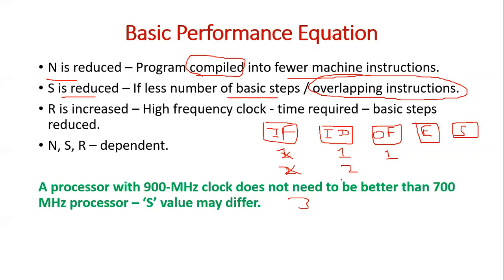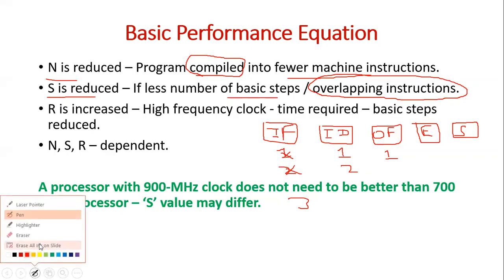This technique is called pipelining. By pipelining, we are overlapping the instruction execution. By this also, the effective value of S will be reduced. How is that? Later we'll discuss it with an example. For the time being, understand this much.